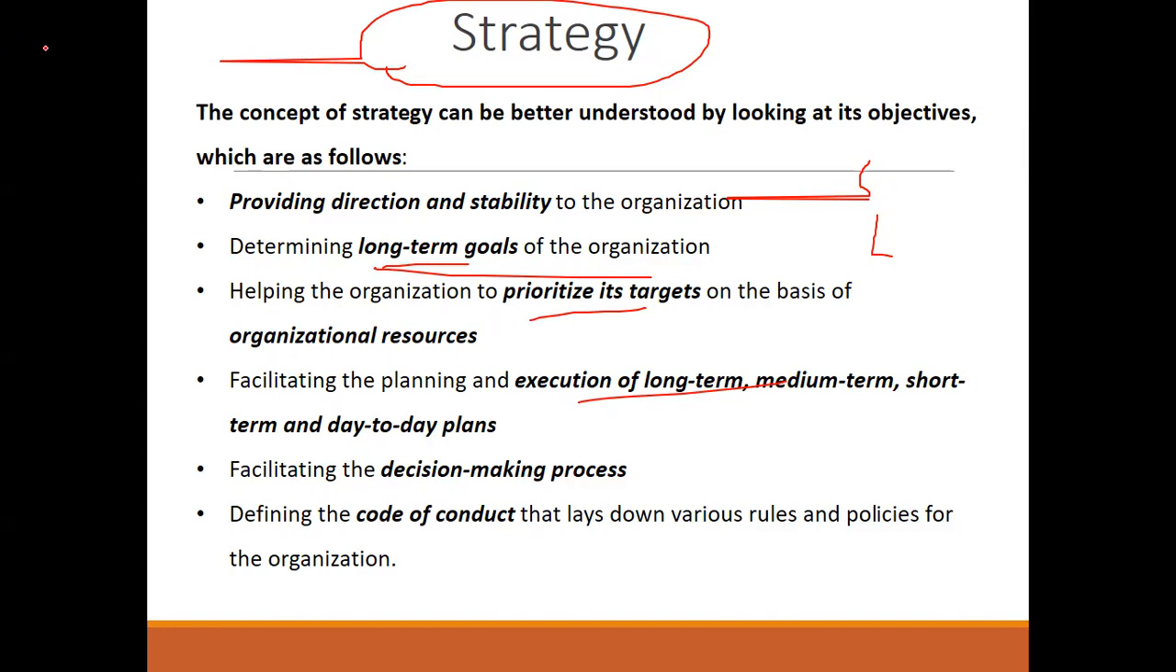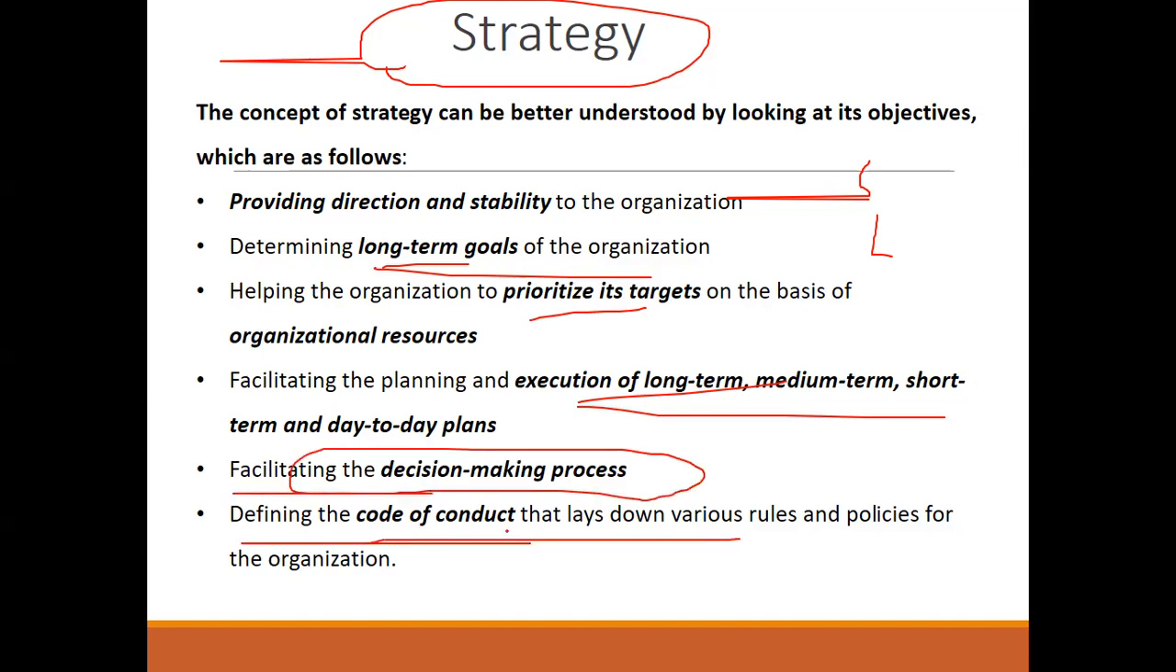a direction. It should have stability. It should have a goal, a purpose, an aim. It should be executed either in the short-term, medium-term, or long-term form. Yes, it should help in the decision-making process, and it should define the code of conduct. Code of conduct means a business rule regulation which should be clearly mentioned.